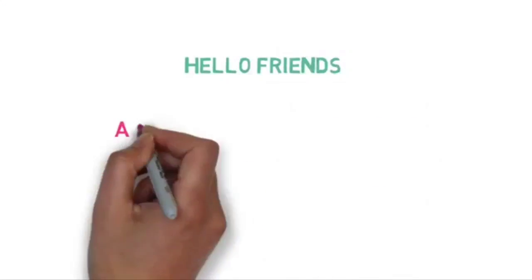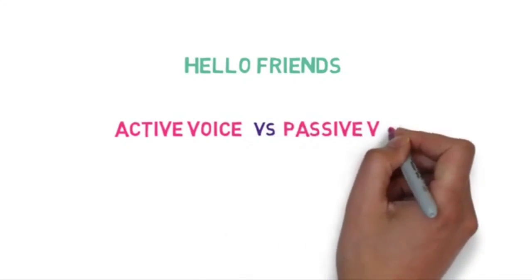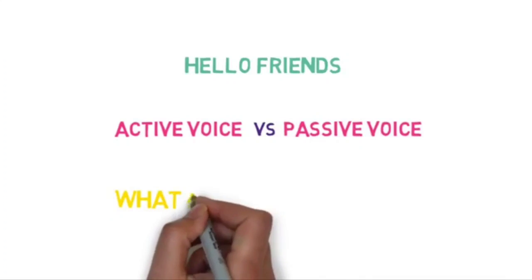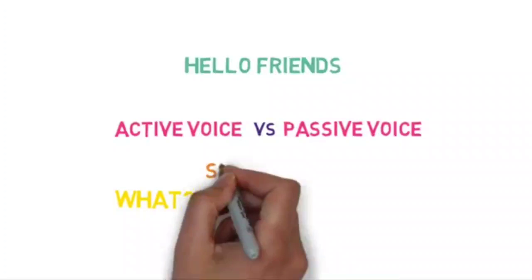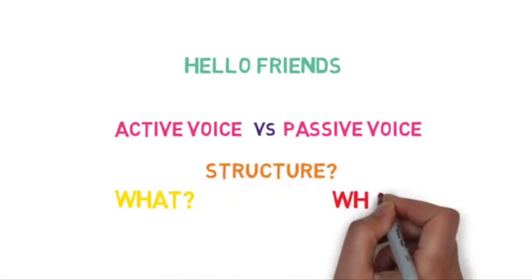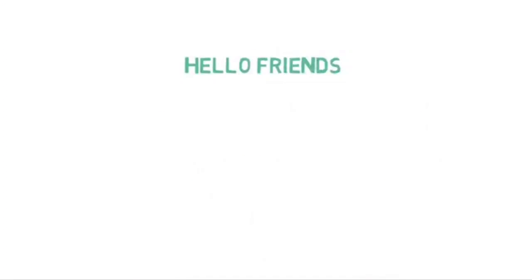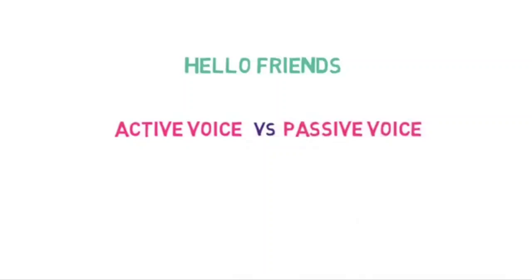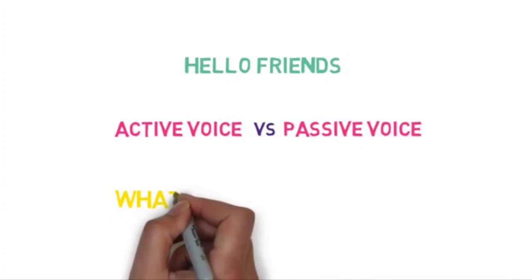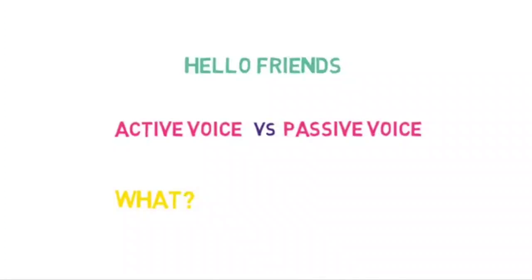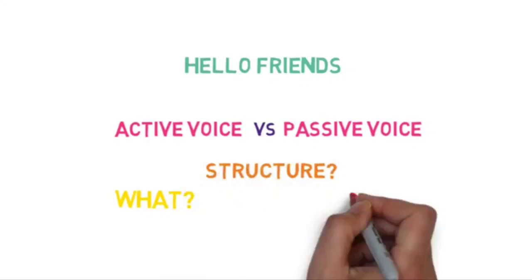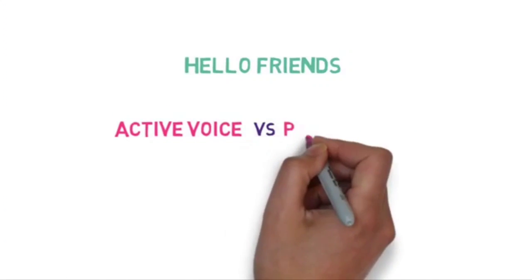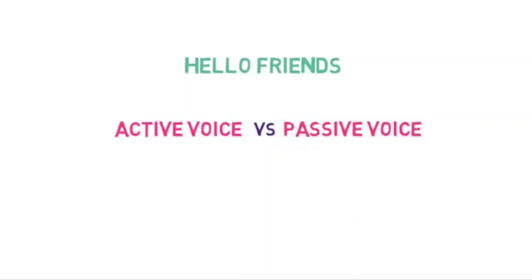So children, listen to the video and understand the concept of active and passive voice, as it is a very important chapter in English grammar. As it is an important chapter in English grammar, it will be asked in any competitive exams as well as in academic exams. So listen to the video carefully children and understand the concept of active and passive voice.